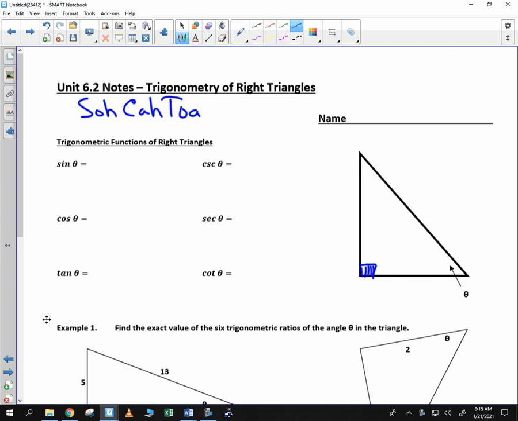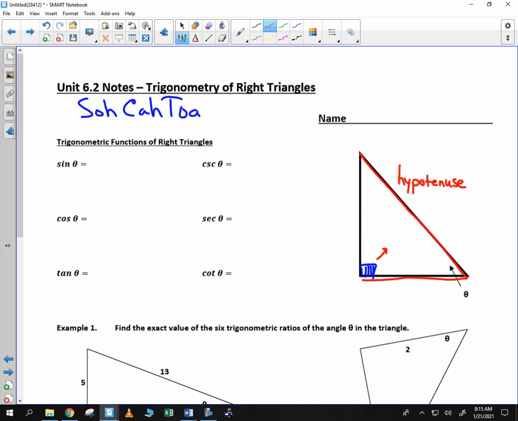we have three sides that we talk about. First of all, we know that this is the hypotenuse, because it is the longest side of the triangle. It is across from the 90-degree angle, so that makes it the hypotenuse. Now, theta is made up of those two sides.